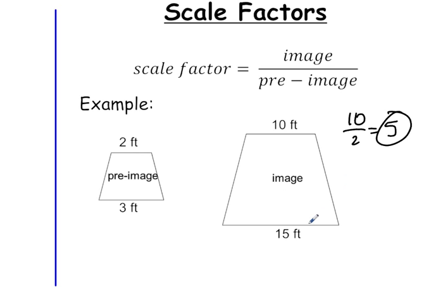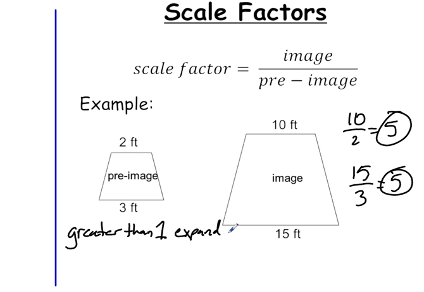You can do this using any corresponding parts. Take the 15. The 15 is from the image, and the 3 is the corresponding part of the pre-image. 15 divided by 3 is still 5. See how these sides of both of these trapezoids have grown by the same amount. They've both grown by a factor of 5. So scale factors that are greater than 1 expand or grow shapes. Scale factors that are less than 1 shrink shapes.